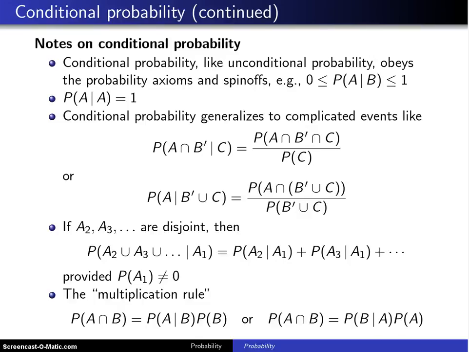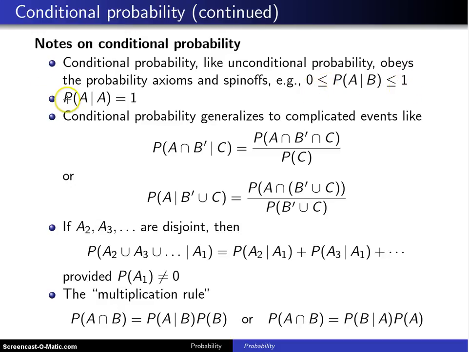Here are some notes on conditional probability. The first one is that conditional probability, like unconditional probability, obeys the probability axioms and their spin-offs. So for example, we know all probabilities lie between 0 and 1 inclusive. Well, that means that all conditional probabilities will also lie between 0 and 1 inclusive.